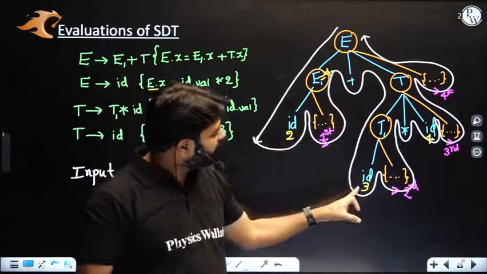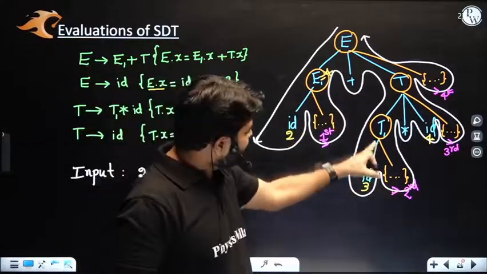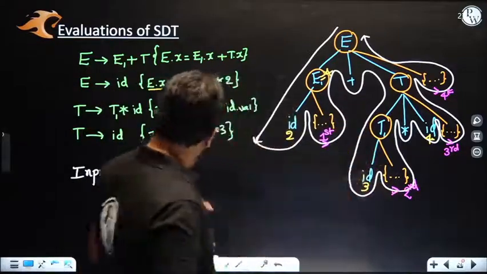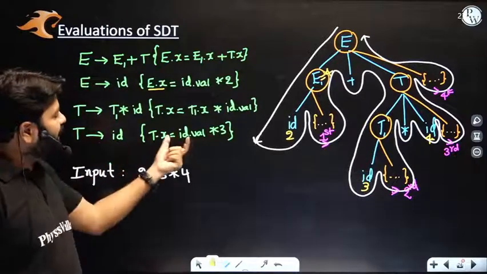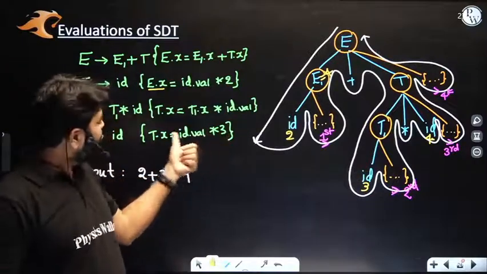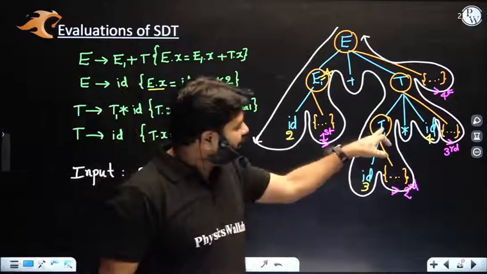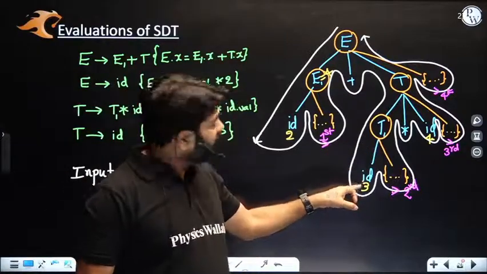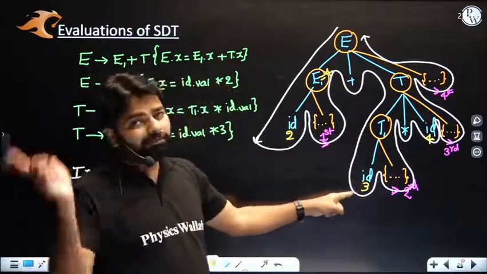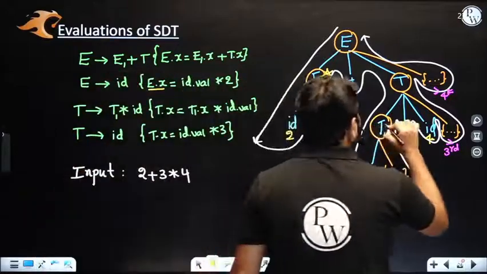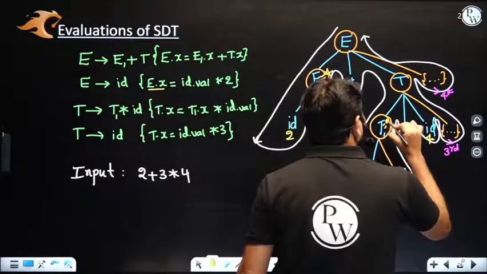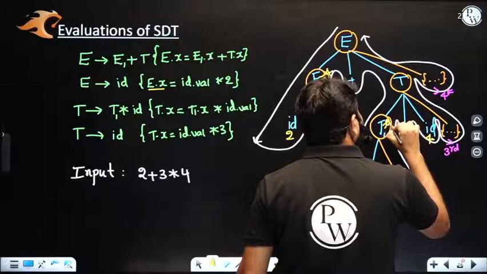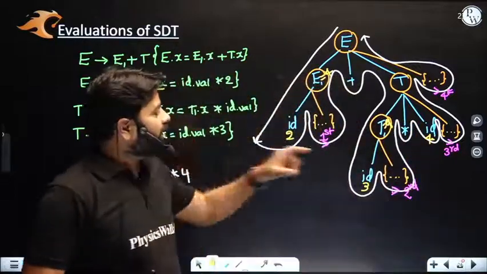Keep going. The second translation is T to ID. This one is ID dot value multiplied with 3, which you assign to T dot X. So 3 multiplied by 3 is 9. We are going to assign 9 here. This is the 9. We got a 9 there.